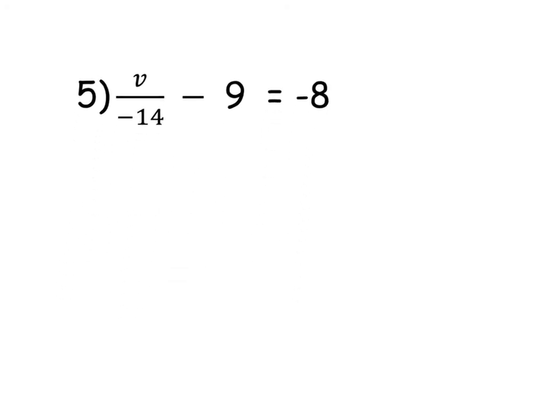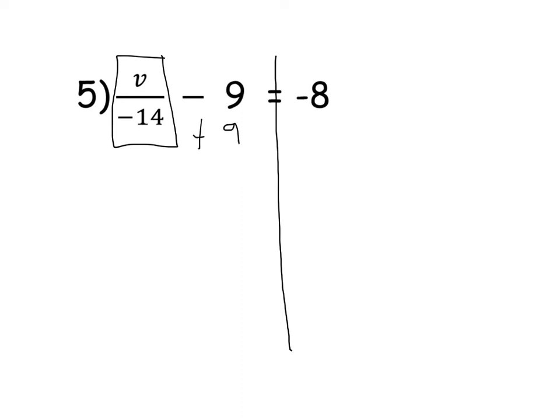All right, for our last problem, another two-step equation. Again, draw the river, I like to call it, through the equal sign. I am solving for v. I like to use a box sometimes to help me see which term I'm trying to get by myself. So I first have to undo subtraction. We're going to do that by adding a +9 to both sides.